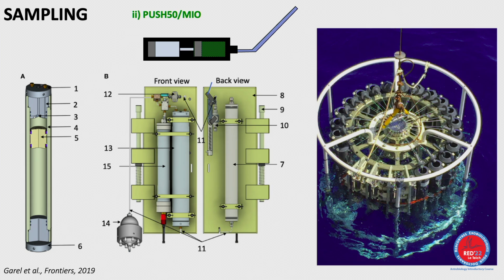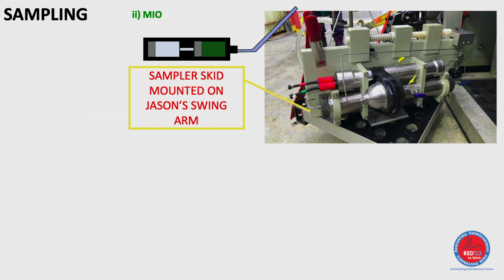And we also used, as I said, the MIO sampler. So this sampler is usually used for sampling the deep sea water column. So it's mounted on a CTD, and it goes down the water column. But here the challenge was to make it available for deep sea sampling with the ROVs. So we adapted this sampler, so it was mounted on one arm of JASON, the swing arm, the left one.